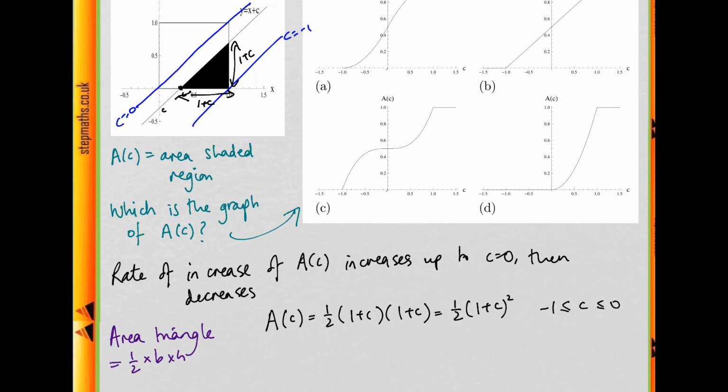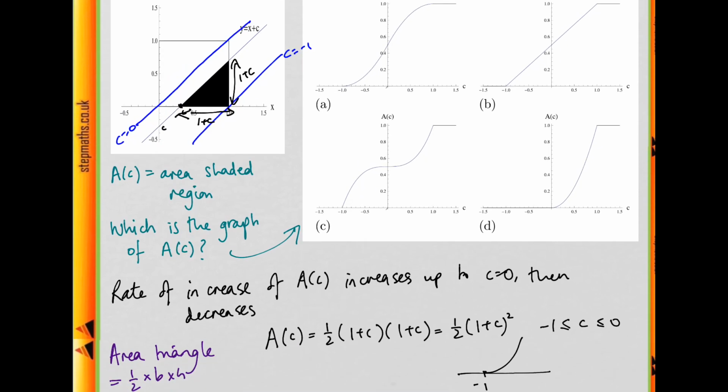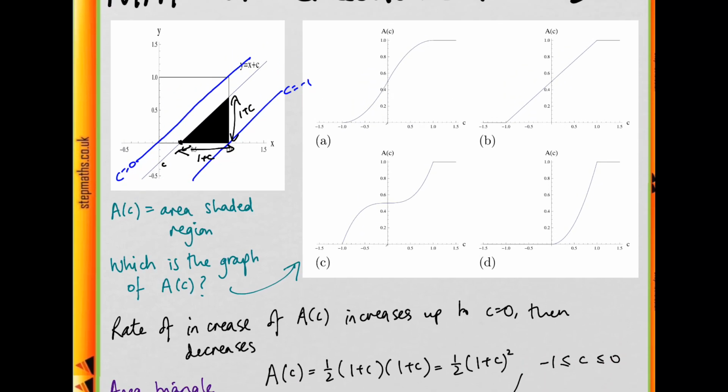So in this range, for c between -1 and 0, A(c) is going to have a shape like this. A(c) will be 0 when c is -1, and it'll be like an x squared shape. And you can indeed see that the only one for which that works for c between -1 and 0 is A.